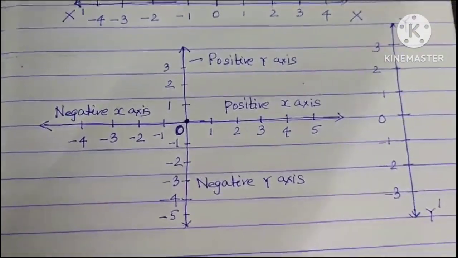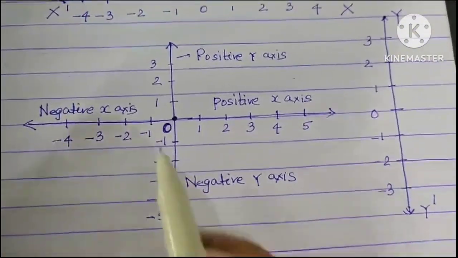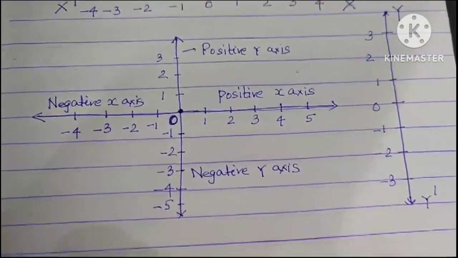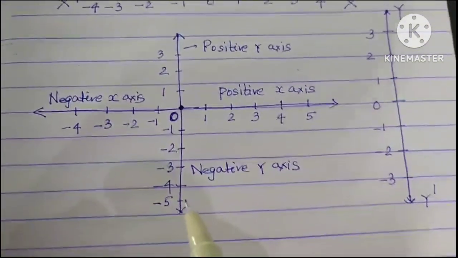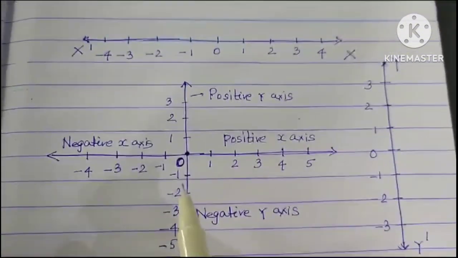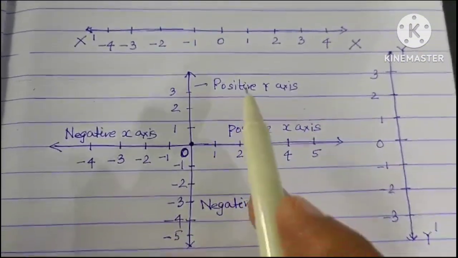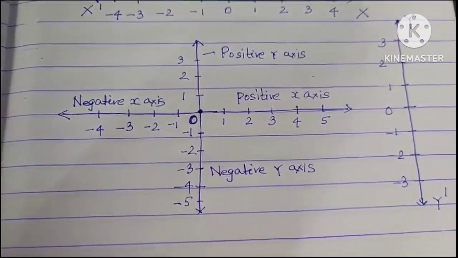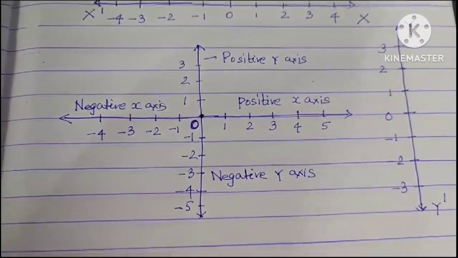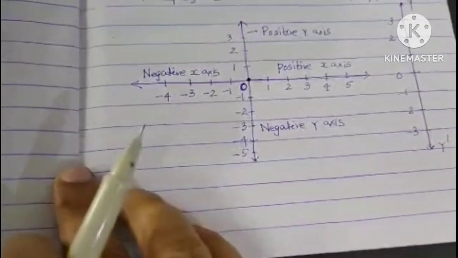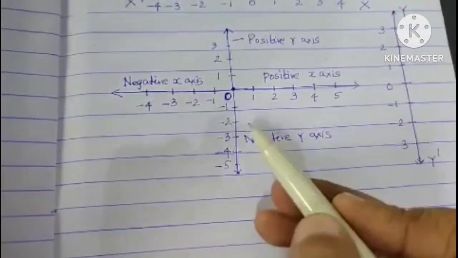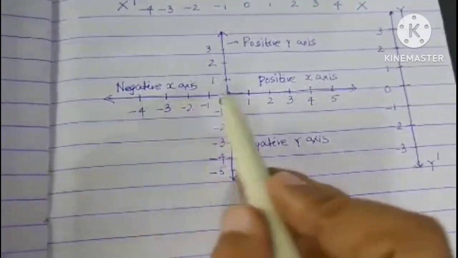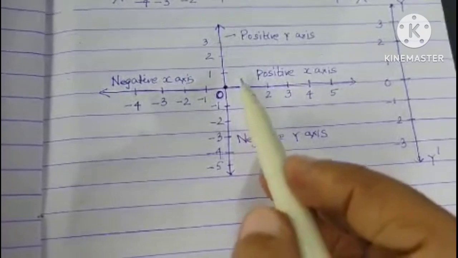So these are the directions: negative, negative, positive, positive. Okay, now we got to know these two terms: the positive x-axis, negative x-axis, positive y-axis, negative y-axis. Okay, let's see some other terms associated with these things. Now what you observe, these axes, this is positive x-axis, negative x-axis, positive y-axis, negative y-axis.